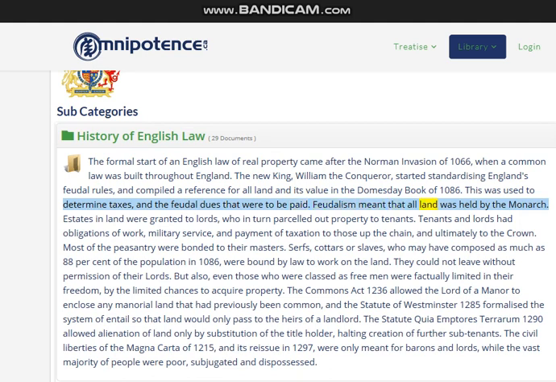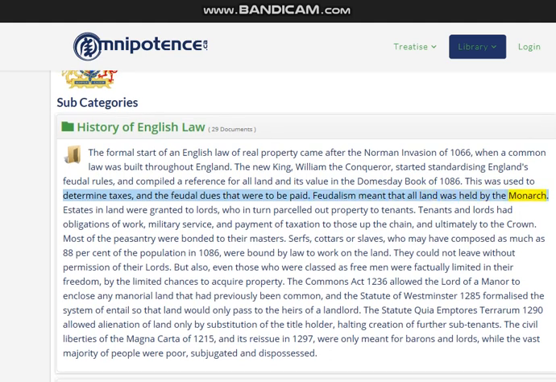Feudalism meant that all land was held by the monarch. Estates in land were granted to lords, who in turn parceled out property to tenants. Tenants and lords had obligations of work, military service, and payment of taxation to those up the chain, and ultimately to the crown. Most of the peasantry were bonded to their masters.